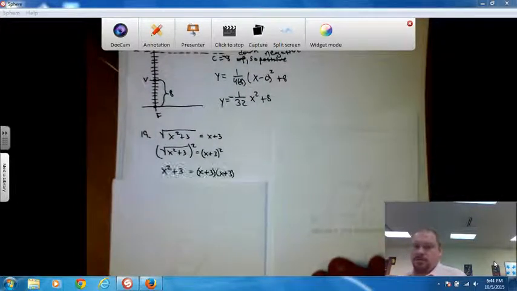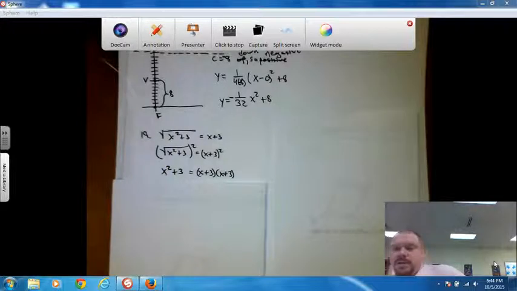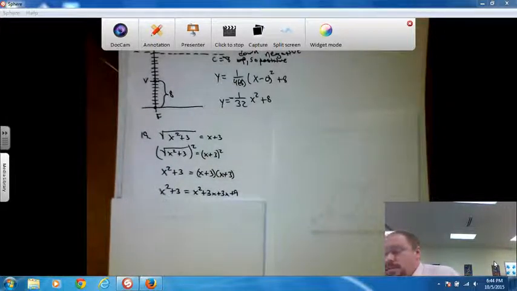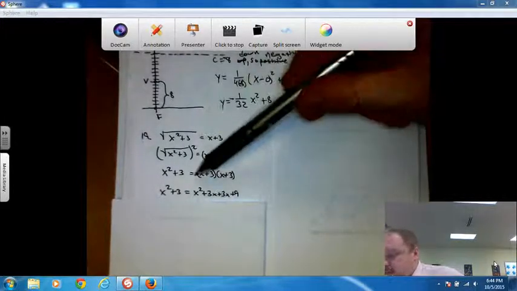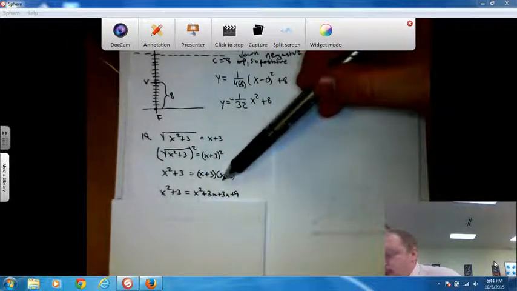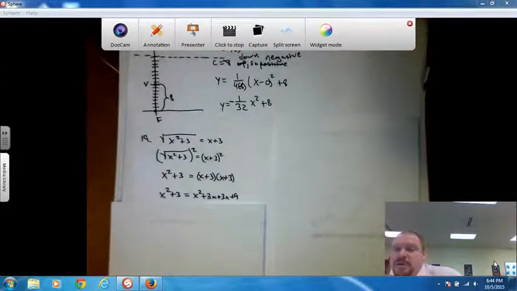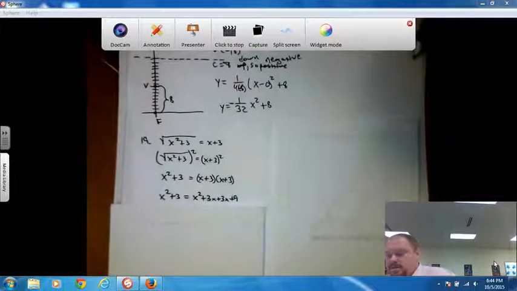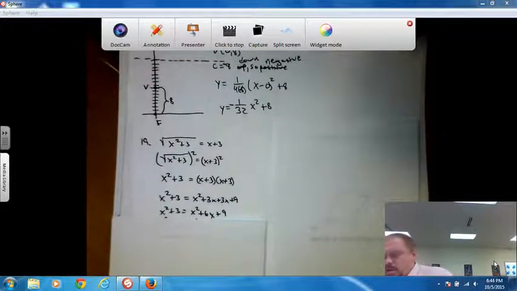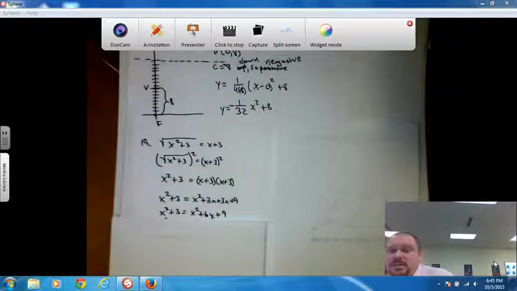Now, I'm going to do x plus 3 times x plus 3 on the right-hand side. Notice that on the left side, the radical just goes away. But on the right-hand side, I actually have to repeat that multiplication. So that gives me x squared plus 3 on the left equals x squared plus 3x plus 3x plus 9. Remember that is not x squared plus 9. You have to have that middle part in there. So that simplifies to x squared plus 6x plus 9.